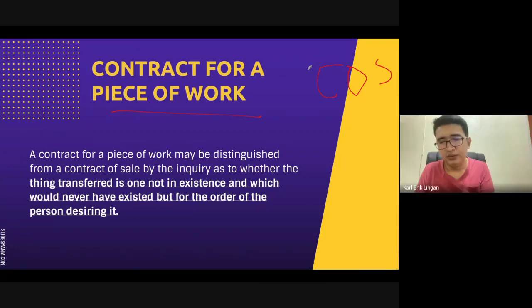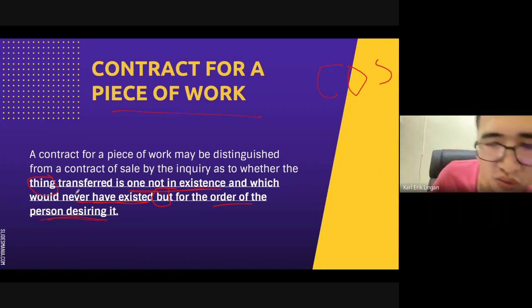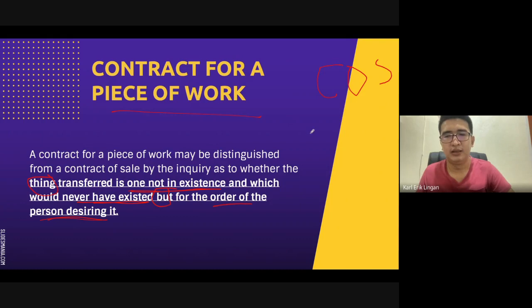Oo. When we talk about, sabi kasi sa contract of piece of work, magiging contract of piece of work siya kapag yung thing, yung determinate thing, is one not in existence. Ibig sabihin, it does not exist. And would never have existed. Ibig sabihin, hindi mag-i-exist kundi dahil sa order ng person deciding it. Okay? Contract of piece of work daw siya. Okay? Ngayon, I have a problem for you. I am a manufacturer of furnitures. Ang main na product ko is tables. Okay? Can you follow me?